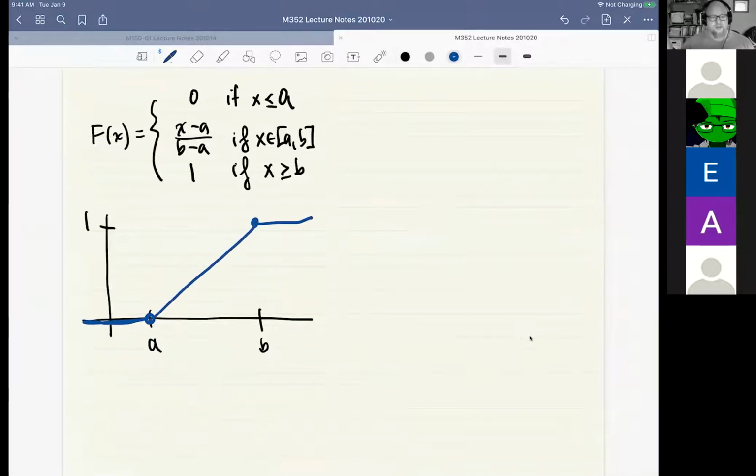So that's what the graph of the cumulative distribution function for a uniform distribution looks like.